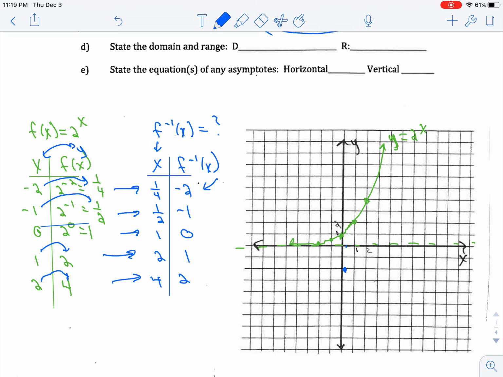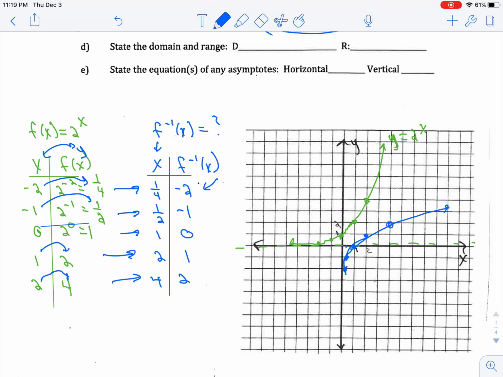And then we've got 1/2, negative 1. So go over 1/2 and down negative 1. We've got 1, 0. 2, 1, and 4, 2. So if I connect those, I end up with... I didn't go up high enough on this one. Should be 4, 2. So right here. So it's going to look something like this.